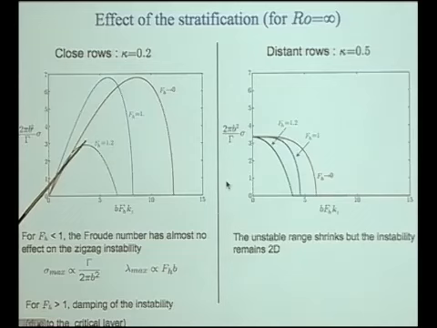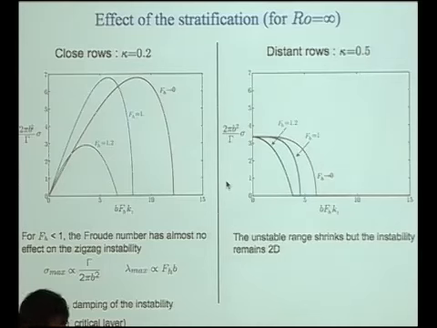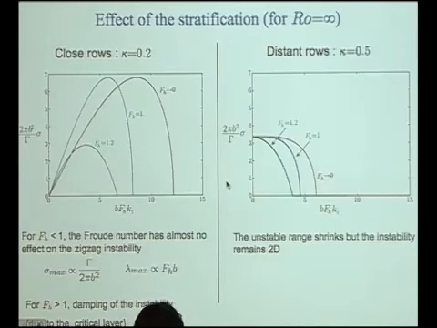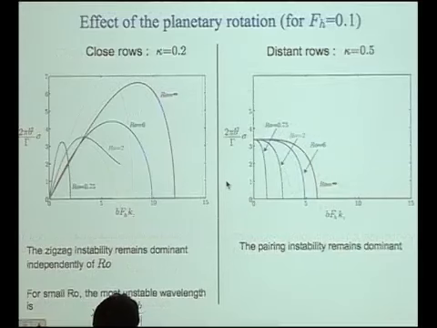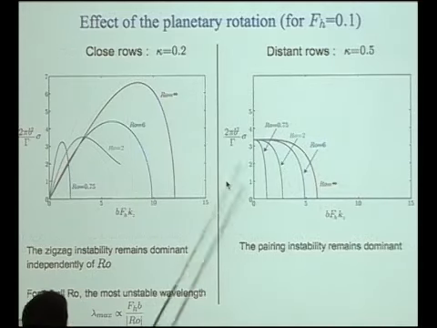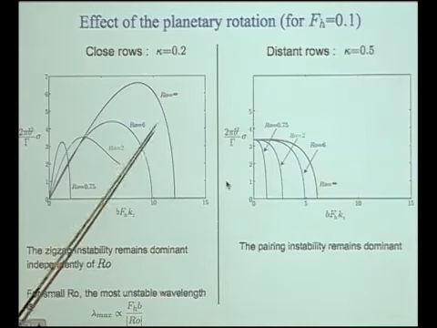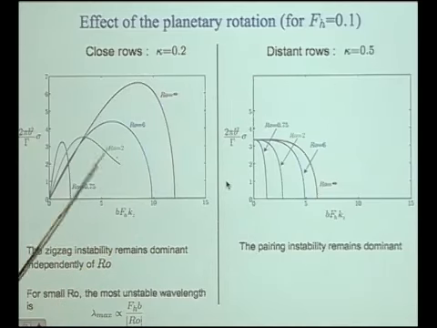When we further increase the Froude number to 1.2, there is an abrupt decrease of the growth rate. This is due to the critical layer which occurs inside the vortex as soon as the Froude number is larger than 1. And in the case of distant rows, the pairing instability remains dominant because it's a two-dimensional instability.